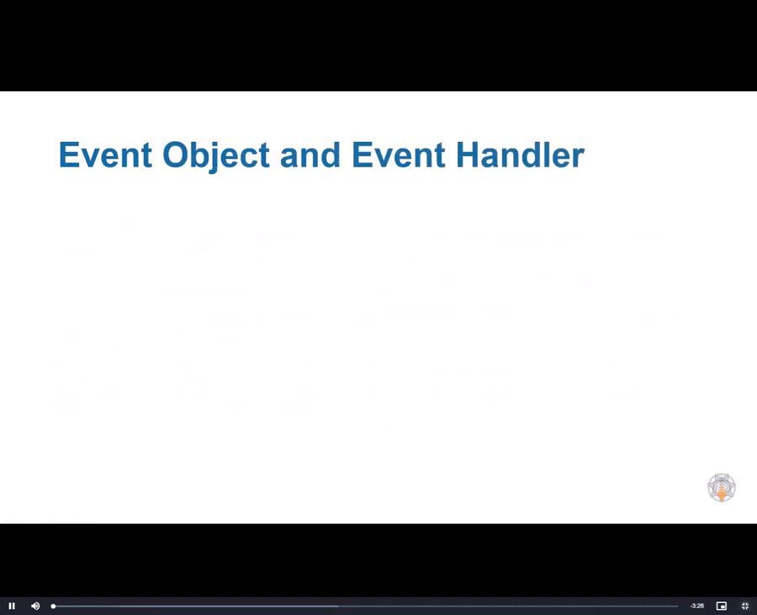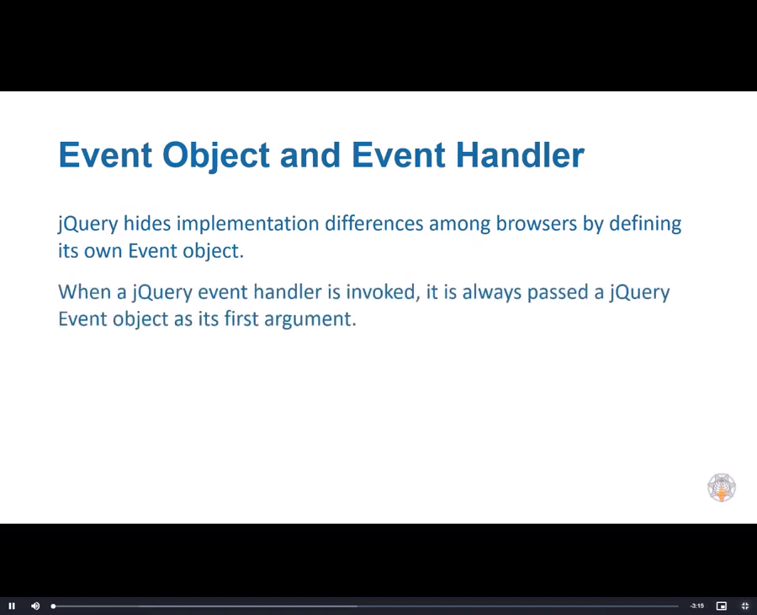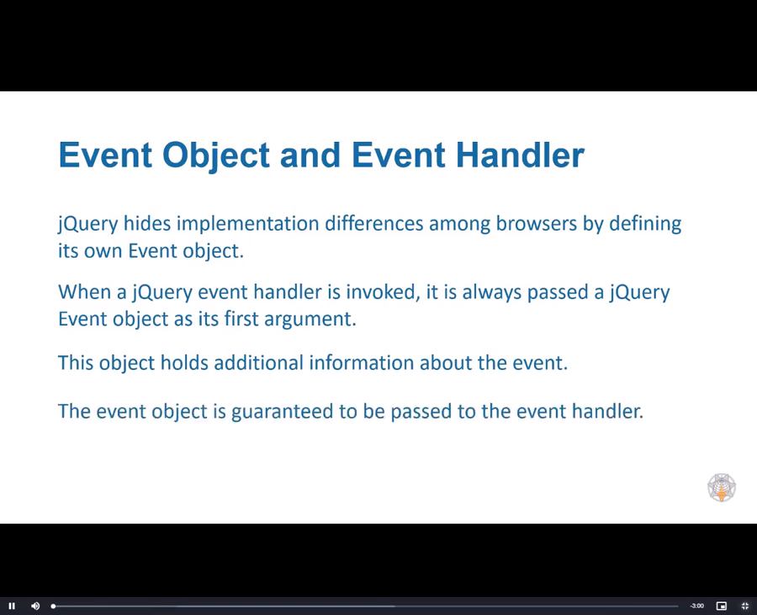Now let us talk about event object and event handler. jQuery hides implementation differences among the browsers by defining its own event object. When a jQuery event handler is invoked, it is always passed a jQuery event object as its first argument. This object holds additional information about the event. The event object is guaranteed to be passed to the event handler.